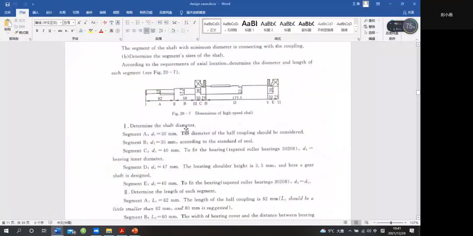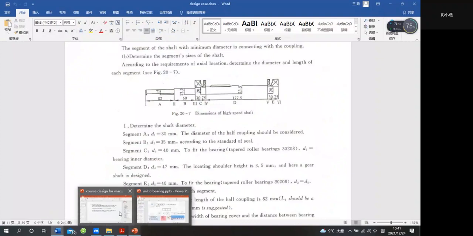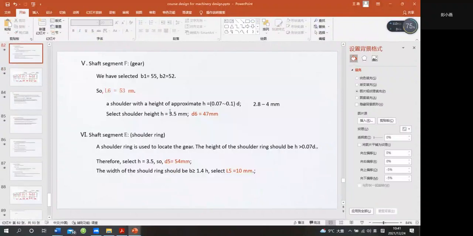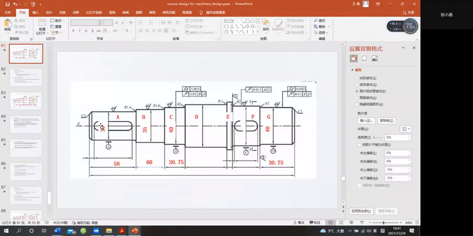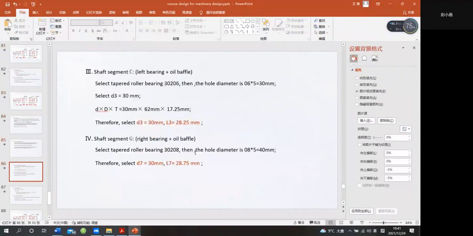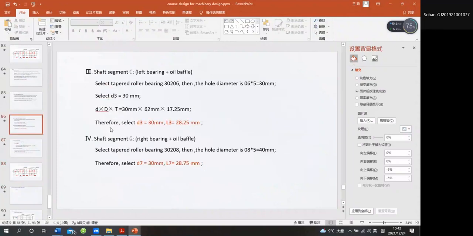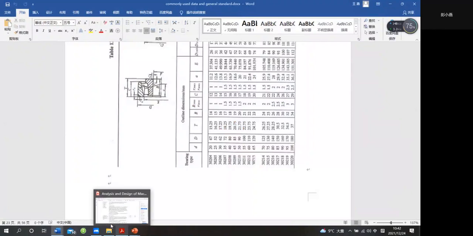The calculation in the design case in the word file is not correct. So there are some errors you should notice, and you can use the values in the PPT, or you can choose by yourself. You can choose another value from the table or by yourself. For this value, we should select only from the table, right? Yeah, these values you can select in the tables.